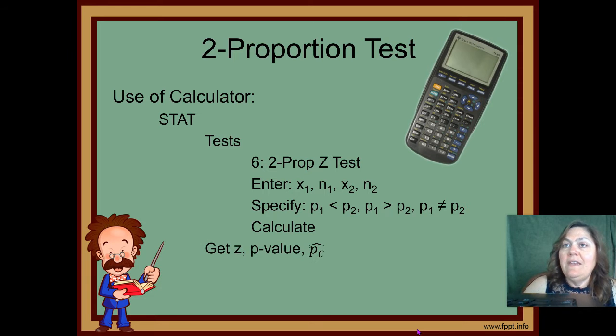When you're done, you will get that z statistic and your p-value. It will also give you the p hat c that you need, because you're going to need that to find your SE. You've got to use that denominator formula using the p hat c and the SE in order to get your standard deviation on the sketch that you're going to create.